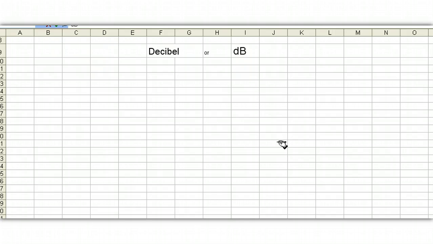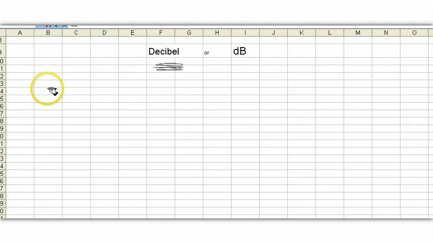So let's start. Decibels are a way that we can describe change or improvement, or we can describe how things got worse. So a decibel is basically reporting the change in some quantity or variable.